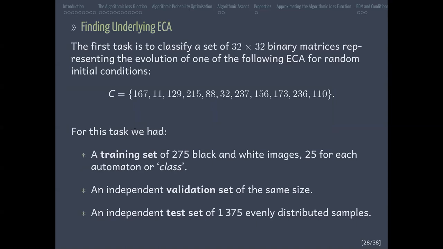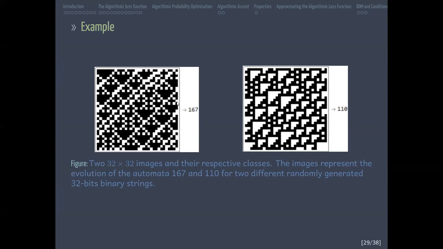The first example is finding the underlying elemental cellular automaton. For these samples, we choose a random number of elemental cellular automata, which are here. There are 11 of them. And the task was, we have a binary image of size 32 by 32, which is generated by the rules established by the cellular automaton, given a random initiation string. So we would like to have a classifier that, given one of these images, is going to find which automaton generated it.